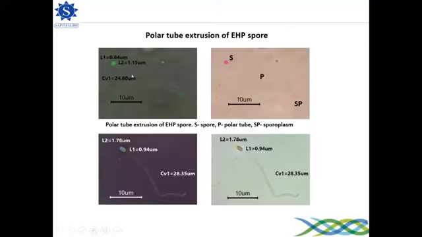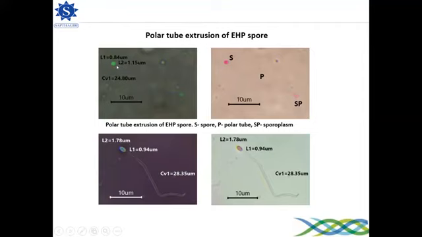Yeah, this is the EHP infection stage. You can see the spore size of 1.15 micrometer, and you can see the length of the polar tube, almost 28.35 micrometer. So the polar tube structure is this big. And in the second stage, in the first picture, you can see some red color sporoplasm or green color sporoplasm ready to be injected into the cells.